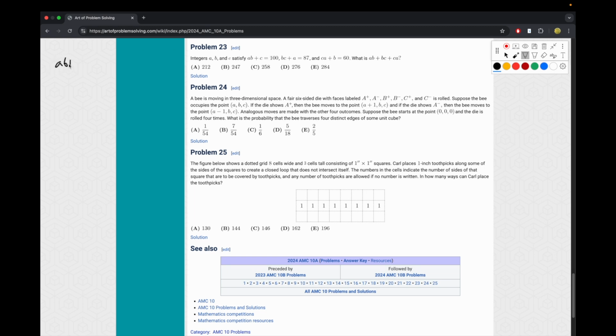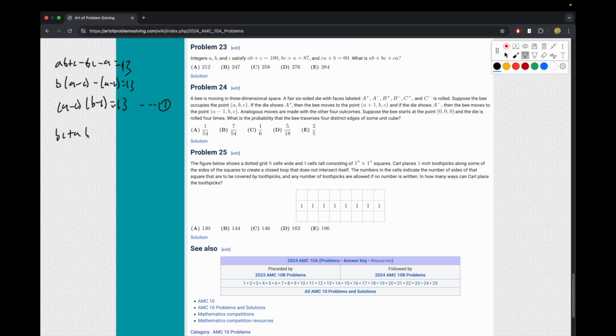We have ab plus c minus bc minus a equals 13. And if magically it factors, we have a minus c times b minus 1 equals 13. That's our first equation.